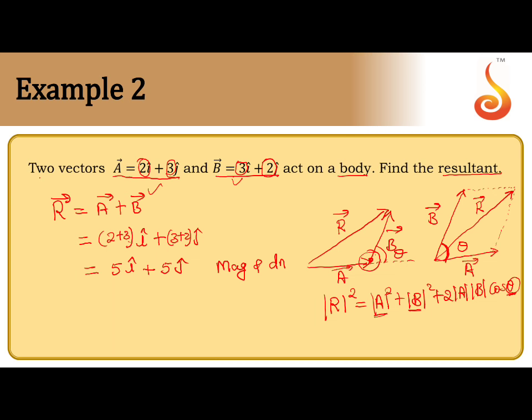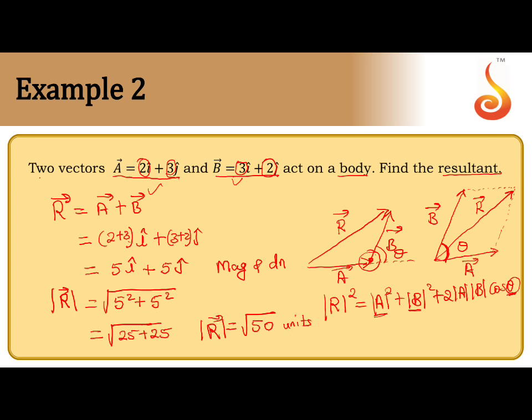Now if you want to find the magnitude, R magnitude is equal to square root of 5 square plus 5 square, that is equal to square root of 25 plus 25. Therefore, the magnitude of the resultant equal to square root of 50 units. Again, as I said, if the two vectors are representing force, the unit will be Newton. If they both are representing velocity, the unit will be meter per second.